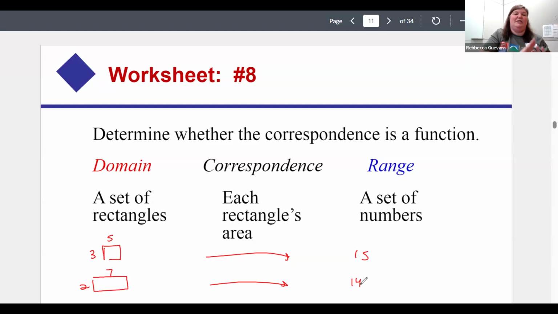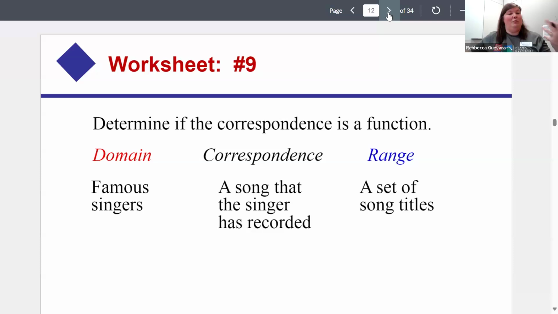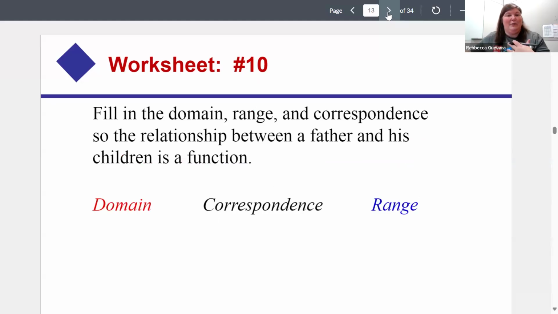is the correspondence between a domain of rectangles and a range of a set of numbers, which is going to be my areas, is that a function? So that is the kind of question you're being asked here. This is just to think about this a little bit. The 9 is we have a domain of singers that corresponds to the song that the singer has recorded and the set of song titles. So our singers, their domain, and then the range is their songs. Is that a function? And then this one, fill in the domain, range, and correspondence.